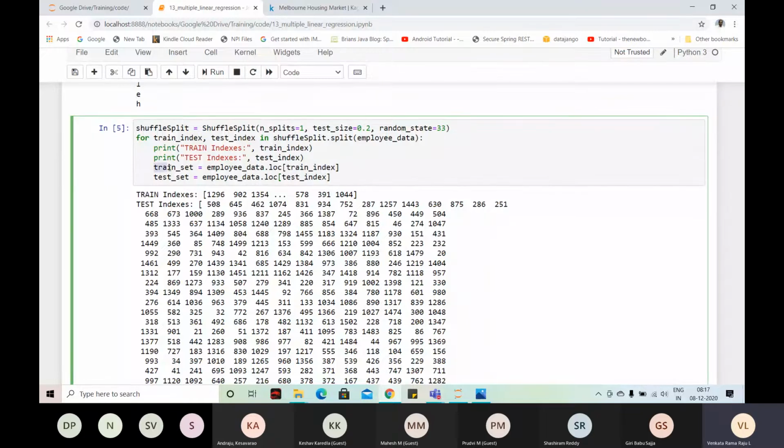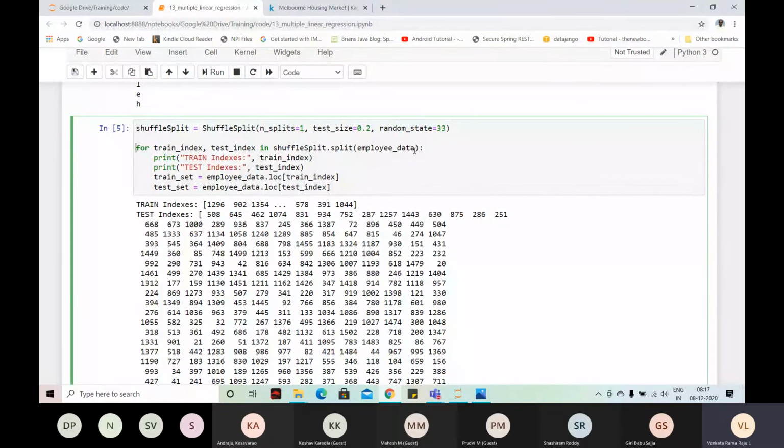So I split the data here. Employee data, loc, train index. If you don't specify columns, it will take all. Rows I specified, row indexes I specified. So this is how you split the data. Any questions here?